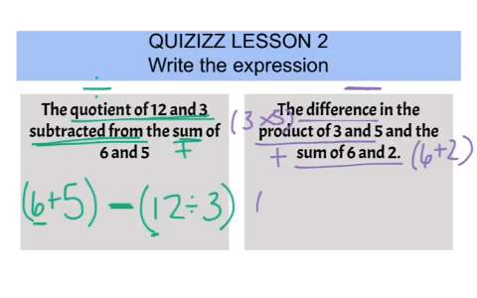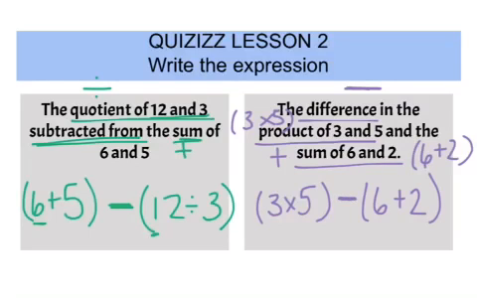So I'm going to take 3 times 5. I'm going to find that product, and then I'm going to find the difference, subtract my sum of 6 plus 2. So you've got a lot going on there. You're finding the difference that we're subtracting in the product, so that tells me I have to solve that 3 times 5 first, and the sum of 6 and 2. So then I'm going to add 6 and 2, and I'm going to find the difference in those two values, subtract. Okay? Alright, so great job.